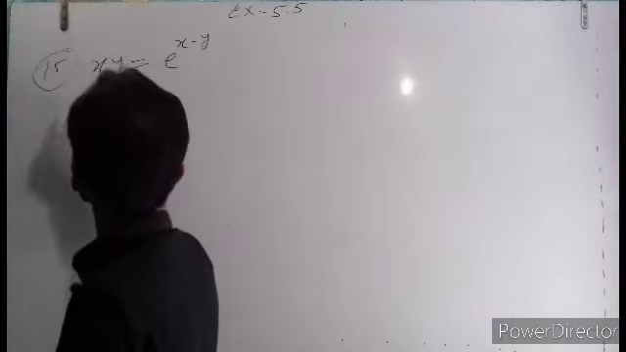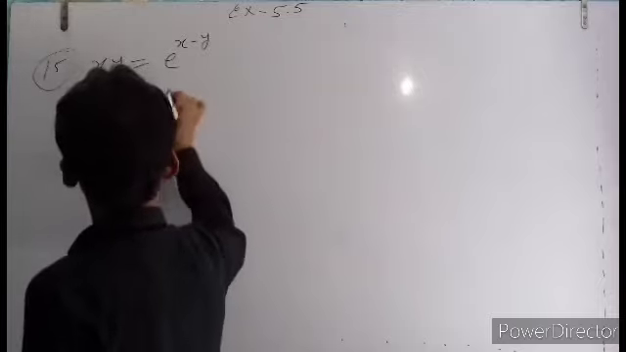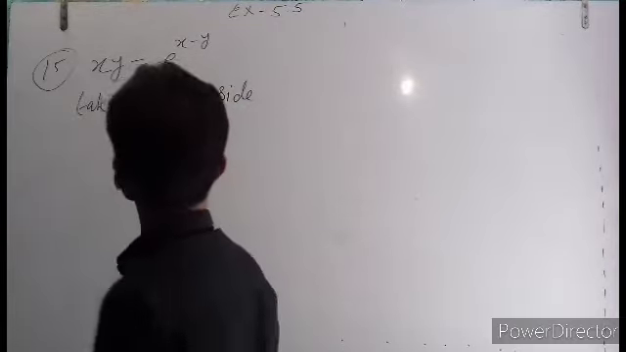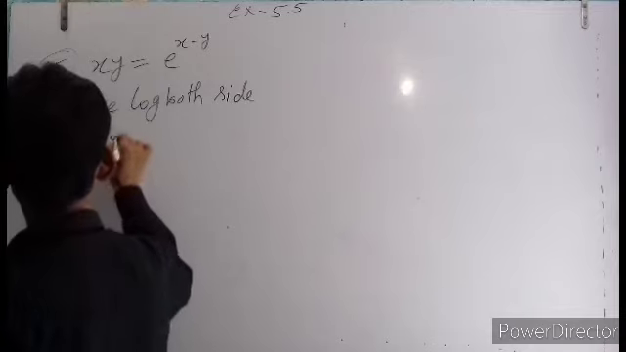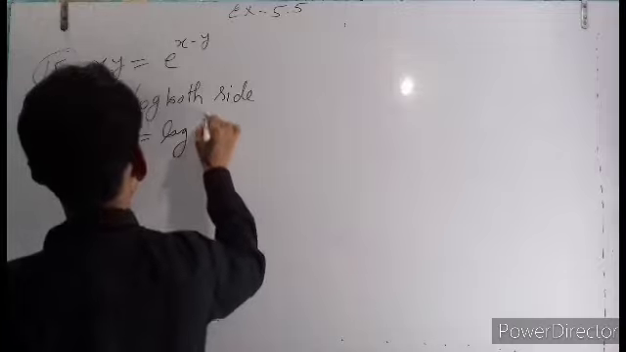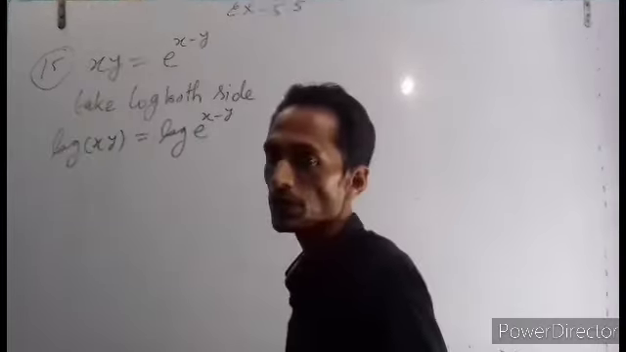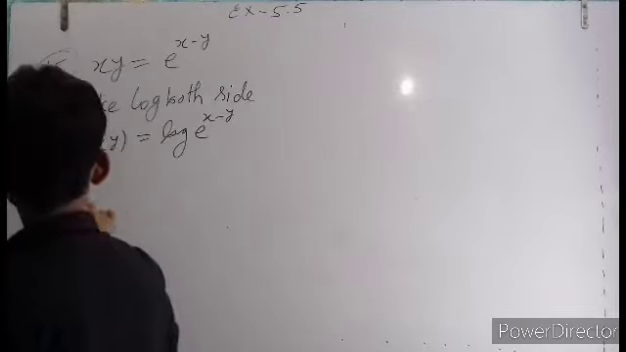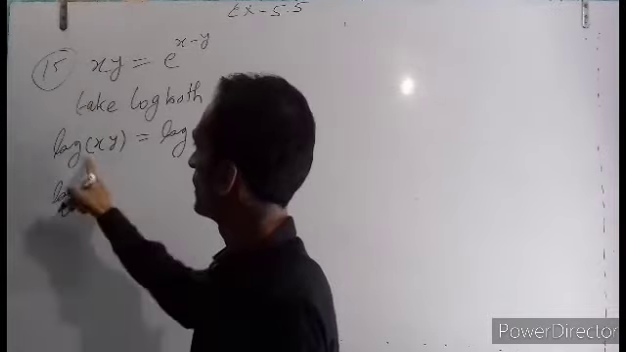First, what will we do? First take log on both sides. So what will come? Log of xy equal to log e raised to the power x minus y. Now use the property of log. What is the property? Property is log of m into n equals log m plus log n.